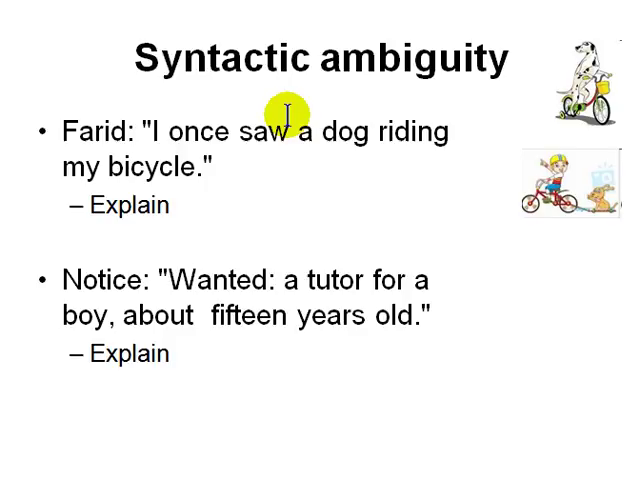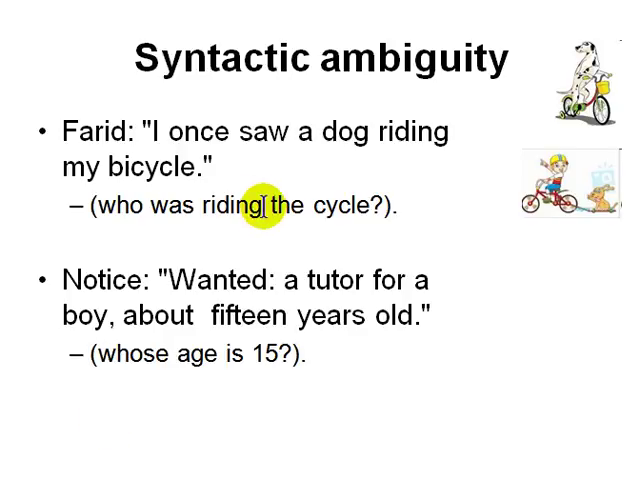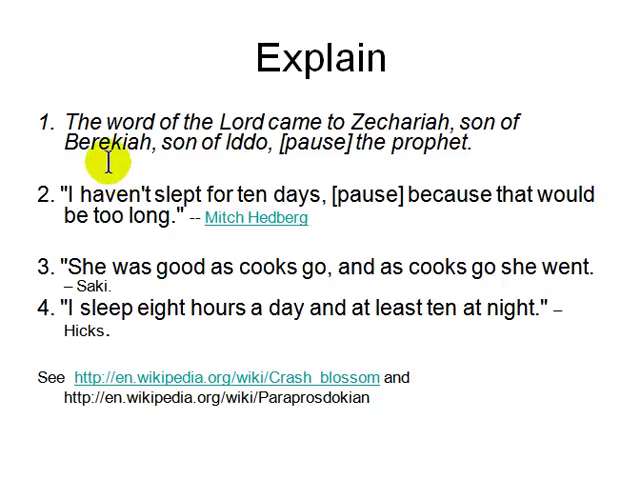And then let's look at some syntactic ambiguity. Farid says, I once saw a dog riding my bicycle. Now, what is the problem out here? Who is riding a bicycle? That's a problem. Farid or the dog? And who saw? He saw the dog. Who was riding a bicycle at that point? And then similarly, someone says, wanted a tutor for a boy about 15 years old. Who's 15 years old? The tutor or the boy? Okay, that's a syntactic ambiguity. Who was riding a bicycle?